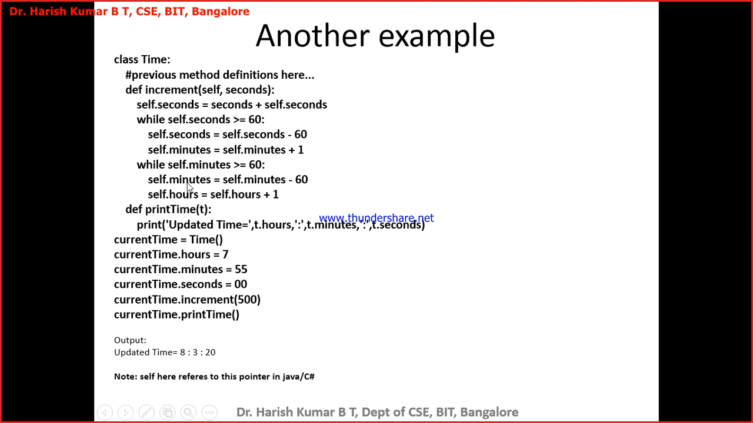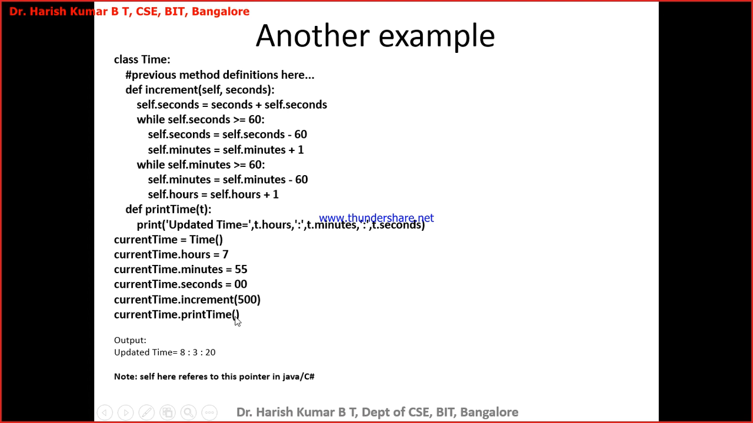current time instance. And similarly, while self dot minutes is greater than 60, I do this: decrease 60 from the minutes and increase 1 in the hours. And finally, I'm printing my current time after adding 500 seconds by invoking the print time method on the current time instance. What is updated here is self. What is the self here? The current time itself. So current time dot print time I'm calling.